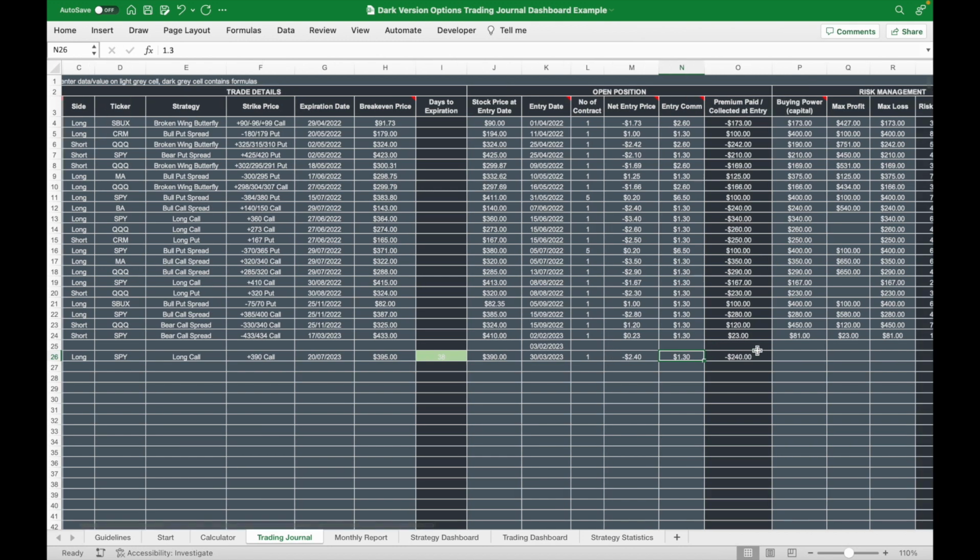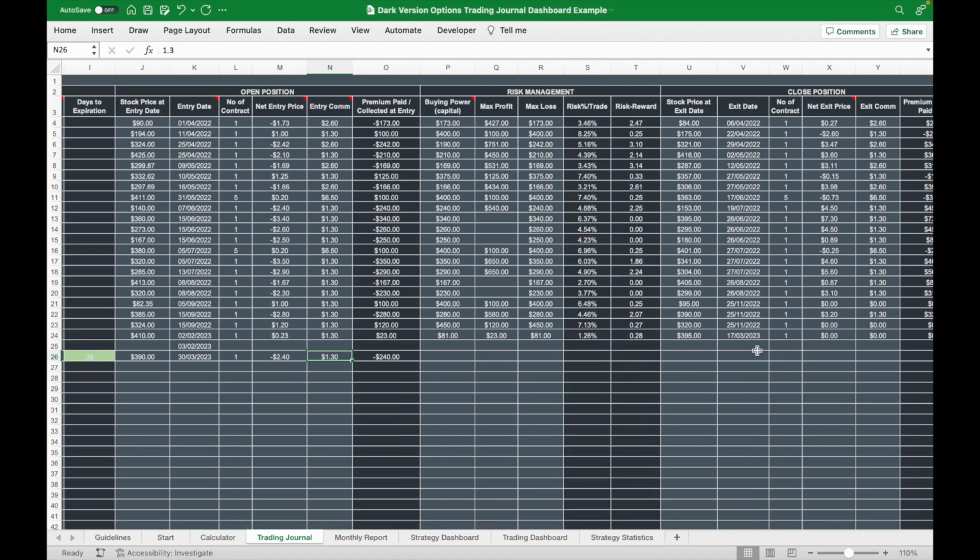The premium paid or collected at entry column will automatically calculate the total amount of money paid or received when opening the position based on the net entry price. Under the risk management section, input the buying power, which is the amount of money blocked by your broker for holding the trade position. Also enter the trade's maximum profit and maximum loss, which can be found on the trading platform trade confirmation page before submitting the trade order.